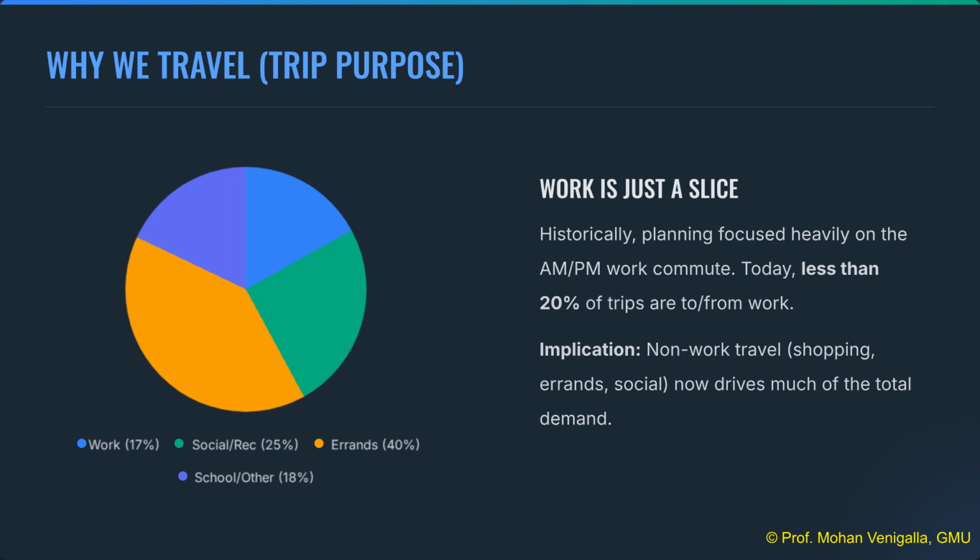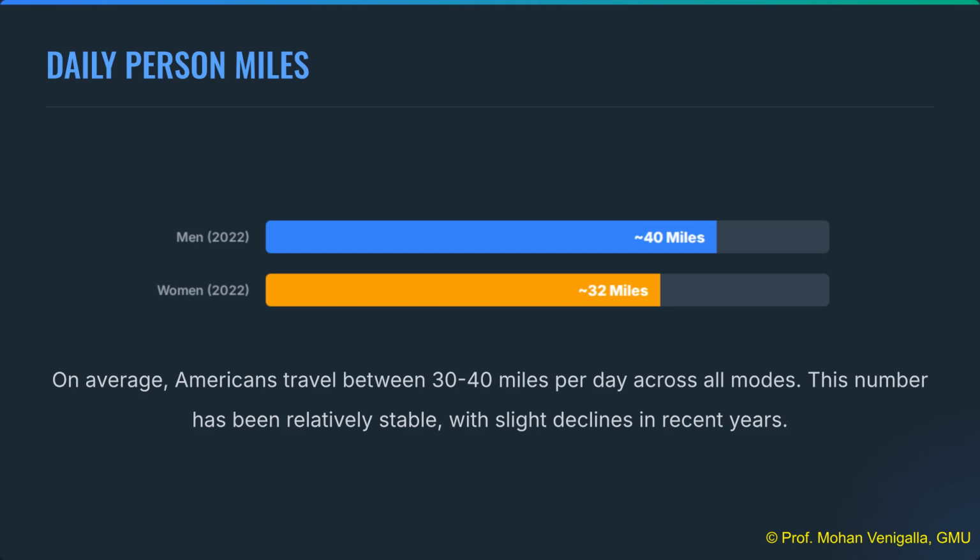Historically, we obsessed over the AM/PM commute. But today, work trips are less than 20% of total travel. Non-work trips, shopping, errands, social, are the real drivers of daily demand. On average, Americans travel 30 to 40 miles daily across all modes. This distance has remained remarkably stable in recent history.